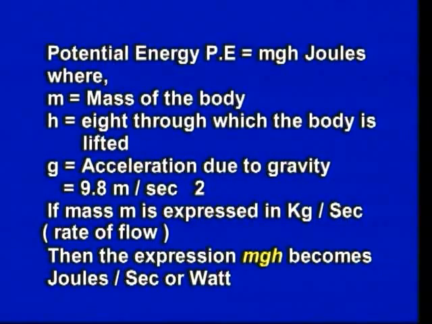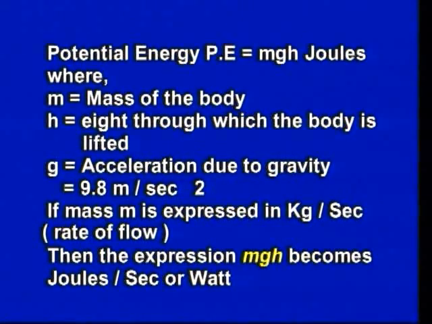Now let us use the units in some practical applications. We know the expression for potential energy as M into G into H, where M is the mass of the body lifted in kgs, H is the height through which the body is lifted, and G is the acceleration due to gravity, value 9.8 meter per square second.